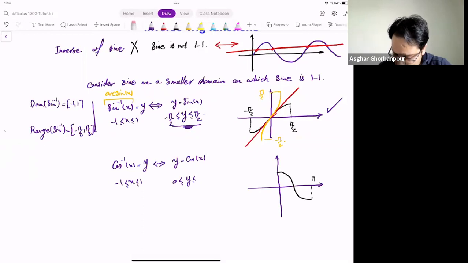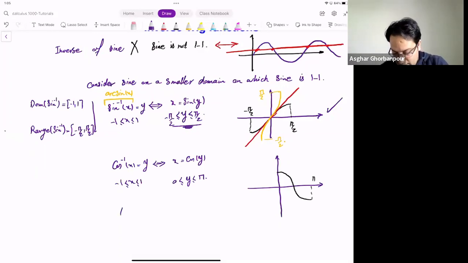Sorry, I made a mistake here. Am I doing right? No, there's a mistake I'm doing here. Again, I'm doing the same thing. I got so excited. I should write this one like that. And here, y is between 0 and pi. The one-to-one domain for cosine is that.